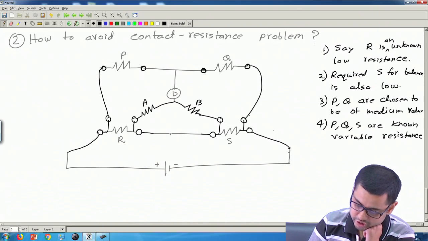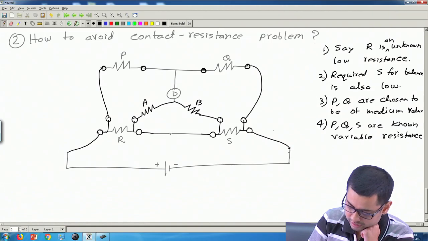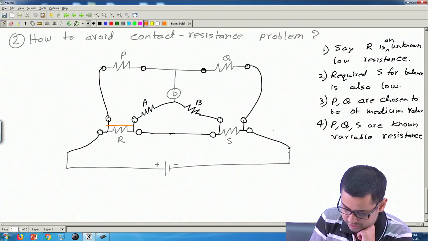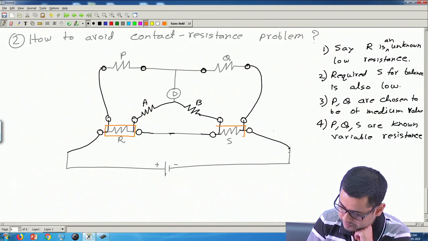Okay. So we have started with a Wheatstone bridge and modified that into a Kelvin's double bridge, and we are using this as four terminal resistances. So this is in a box, this is in a box, four terminals are outside, okay.